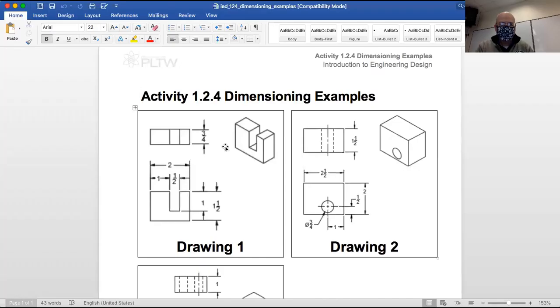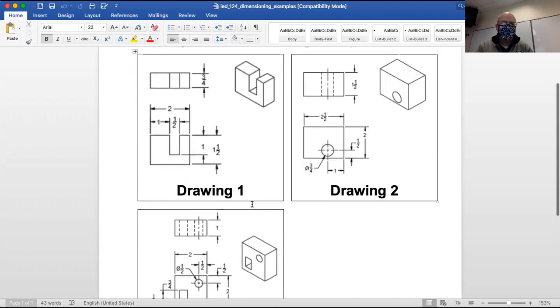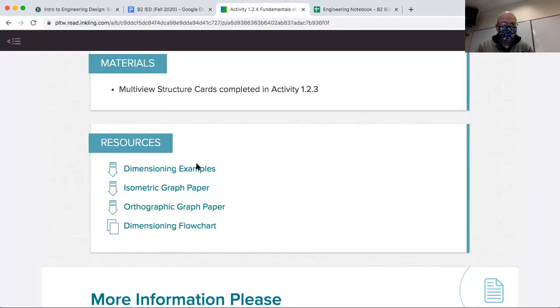Here's parts, 3D view, and their multi-view with dimensions. This is what you will end up with as your final product. And as a matter of fact, these 3 objects you may choose, if you'd like, to use as 1, 2, or 3 of the 4 objects that you have to make in this assignment. Hello again. And back to here. So the dimensioning examples, look at that. You don't have to take notes.